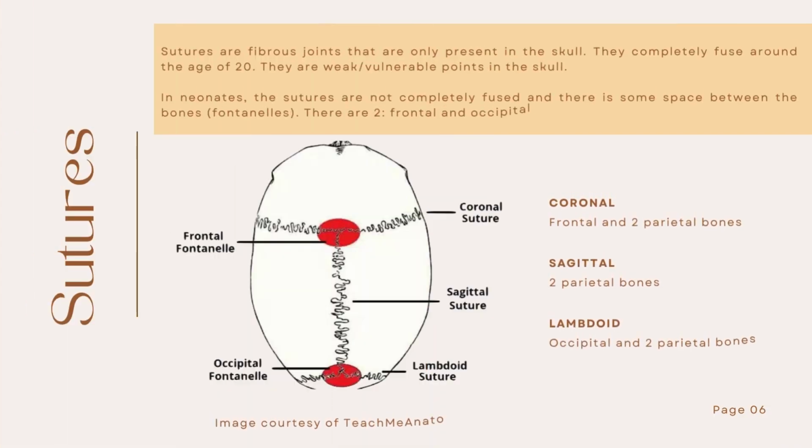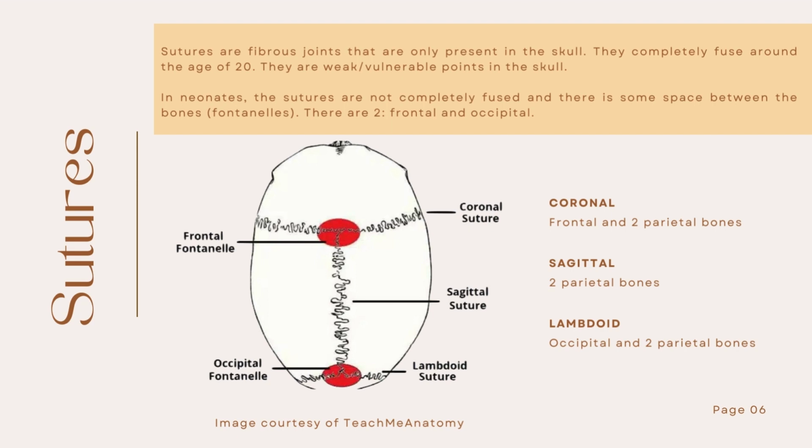So sutures are essentially a fibrous joint, and you won't really see these in other parts of the body. They're only present in the skull. They form when you're born. They fuse completely by the age of 20. So in neonates, as I mentioned, they're not entirely fused, and there is actually some space that's present between the sutures and the bones, which are called fontanelles. So there's two fontanelles, a frontal and an occipital, and these are quite vulnerable weak points in the skull.